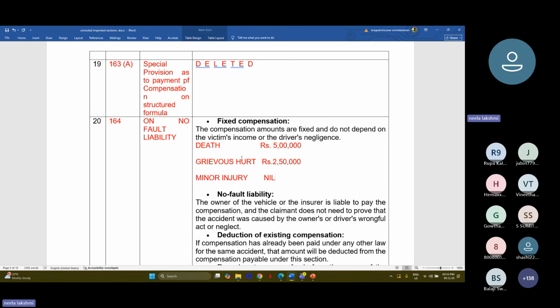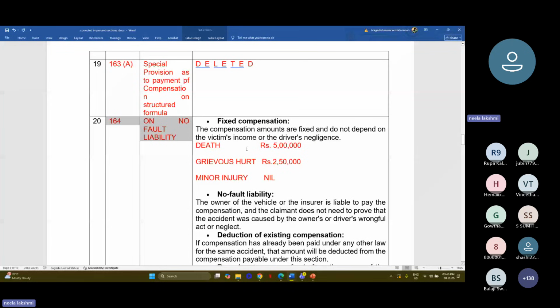What was there in sections 140, 142, 144? It was on the basis of no fault liability. It is completely removed in the amended Act. So there is a new section for no fault liability. Now, the no fault liability section is 164. It is a new change in the amended Act.